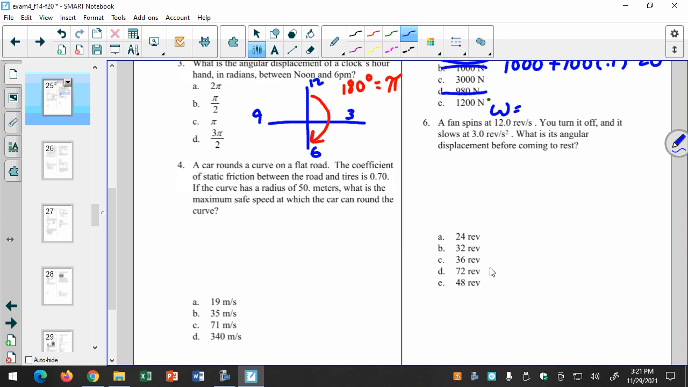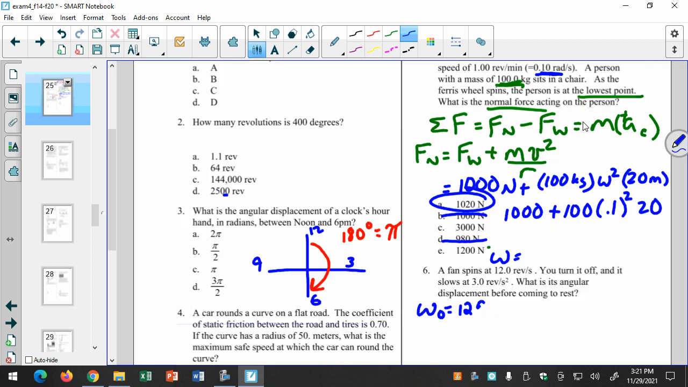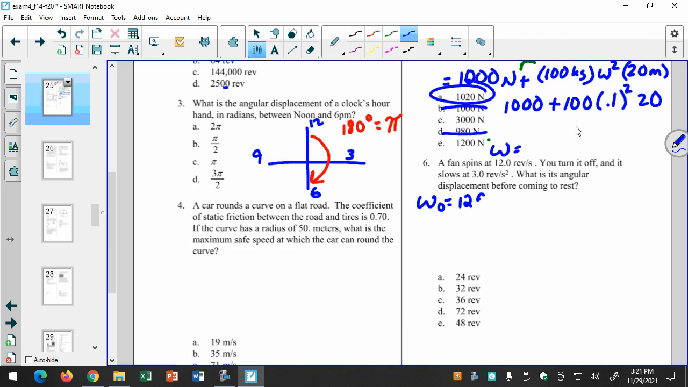All right, a fan spins at 12 revolutions per second. That's the initial velocity. This is Fall 18, Exam 4. So my initial velocity is 12 revolutions per second. And then I turn it off and it starts slowing down. So alpha then is 3 revolutions per second squared. But because it's slowing down, I know it's the opposite direction from omega, so it's negative.